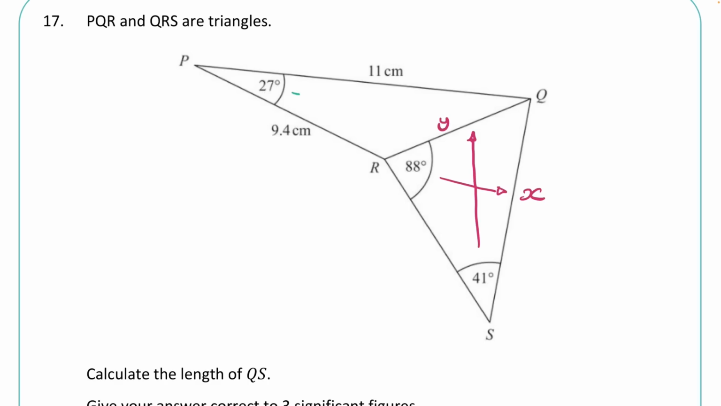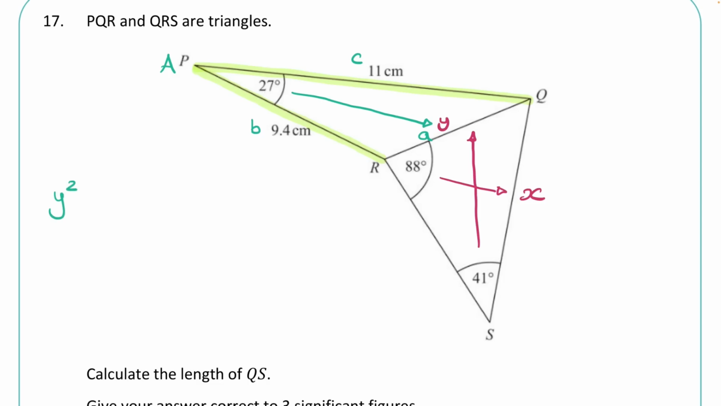Well, to get that, it's opposite the 27. However, I don't have any other pairs of opposites, so I can't use the sine rule. But I do have the two side lengths that make this angle, the 9.4 and the 11, which means I can use the cosine rule. So for y, that would be my value of a, and this would be my large A, and 9.4 and 11 will be b and c. Again, they can be written in either order.